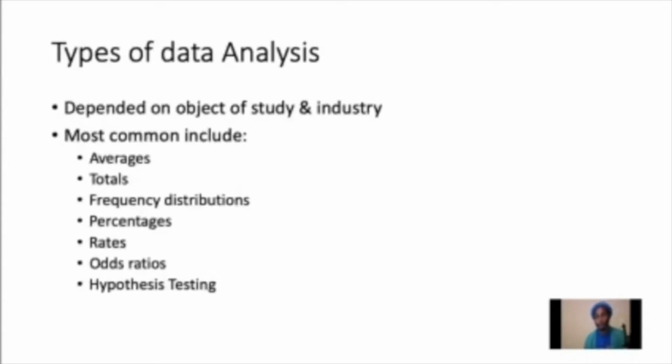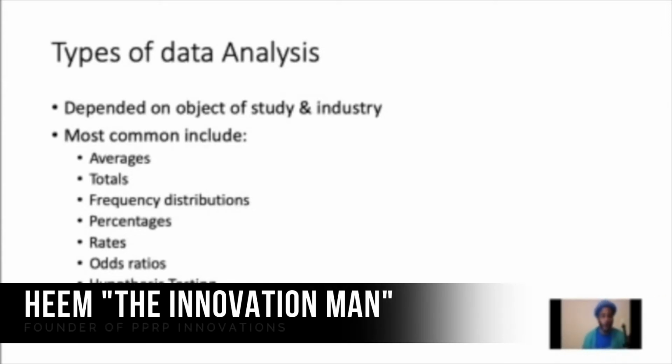So types of data analyses are dependent on the object of study in the industry, depending on your product and depending on what type of industry your product revolves around in. There might be different ways that you can analyze your data. But the most common types of data analyses include averages, or cumulative totals, frequency and the distributions of different frequencies, some percentages, some rates, some odds ratios, and even some hypotheses testing. But these are just a handful of other types of data analyses that are available.